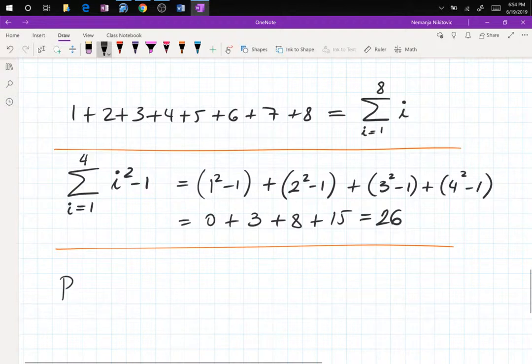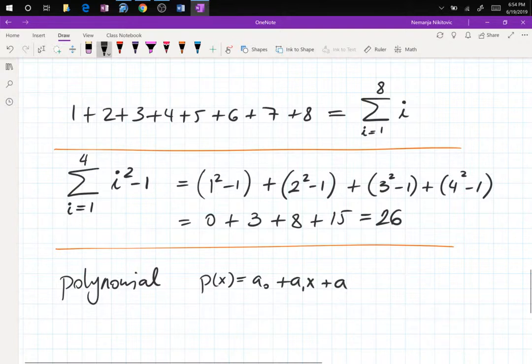Remember how polynomial had the formula of p of x is equal to a0 plus a1x plus a2x squared plus a3x cubed plus dot dot dot plus an x to the n. This is the definition for a polynomial.